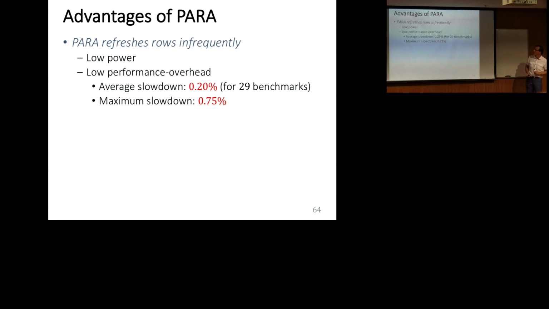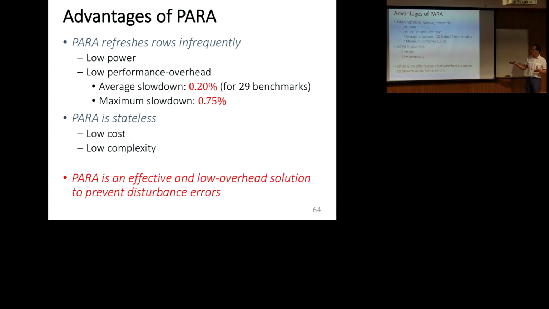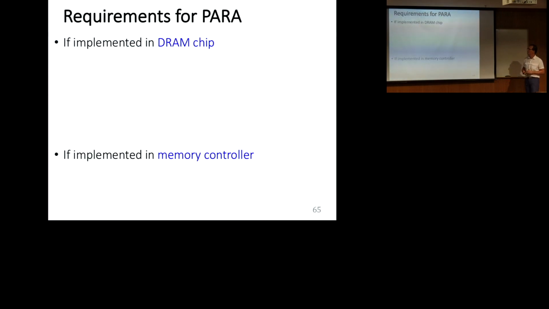This has very little overhead. As you can see, for the workloads that we evaluated, the overhead is very little. The slowdown maximum overhead is very little. And it's also stateless. You don't need any state for this. Well, any state other than the counter for the probability, of course. But you don't need to have access counters. It's low complexity. And I believe it's a good solution. And there needs to be more to be employed here.